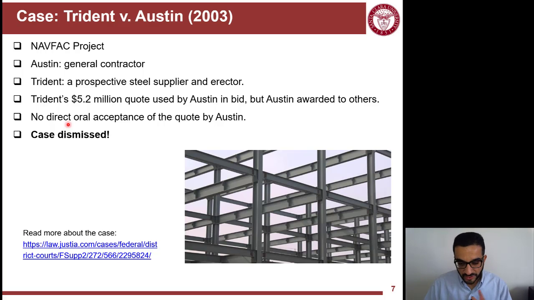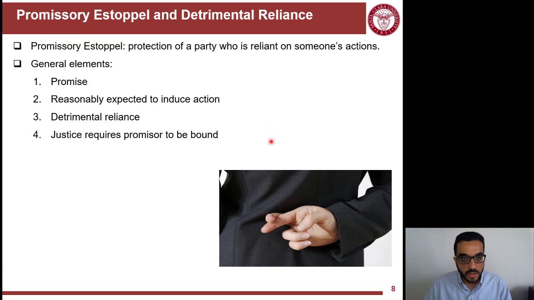So that's very critical when you deal with contractors. You have to be careful about committing. If you commit, then this is a commitment. Of course, ethically, if Austin used Trident's offer or numbers in their bid, they should commit ethically to Trident, but legally, they didn't commit orally to accept that offer. They didn't make it a formal contract, so they got away with it.